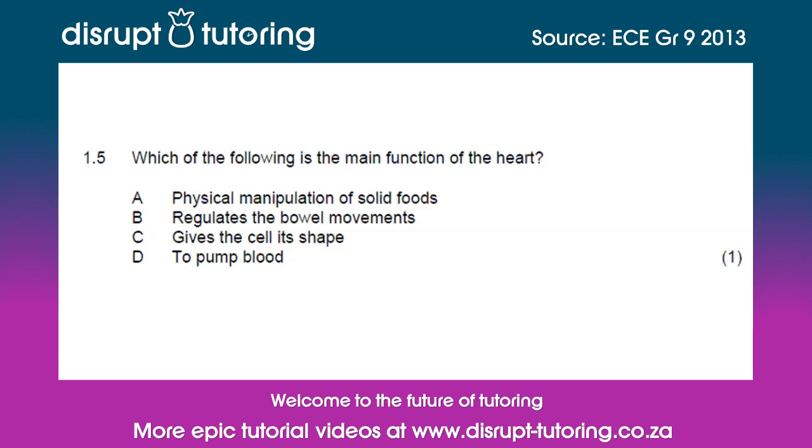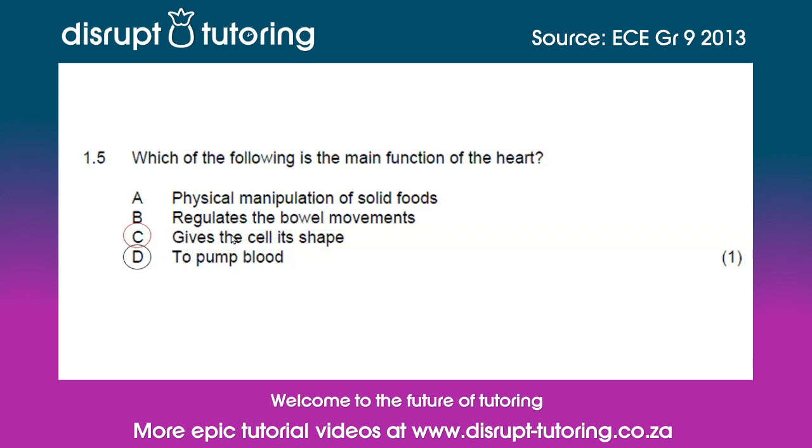Okay, so we know that the main function of the heart is to pump blood throughout the body, transporting oxygenated and deoxygenated blood throughout the body. Now let's have a look at the other answers and why they're incorrect.